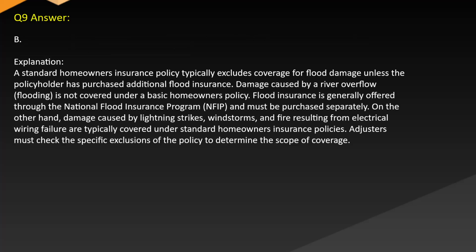Answer: B. Explanation: A standard homeowners insurance policy typically excludes coverage for flood damage unless the policyholder has purchased additional flood insurance. Damage caused by a river overflow is not covered under a basic homeowners policy. Flood insurance is generally offered through the National Flood Insurance Program (NFIP) and must be purchased separately. On the other hand, damage caused by lightning strikes, windstorms, and fire resulting from electrical wiring failure are typically covered under standard homeowners insurance policies. Adjusters must check the specific exclusions of the policy to determine the scope of coverage.